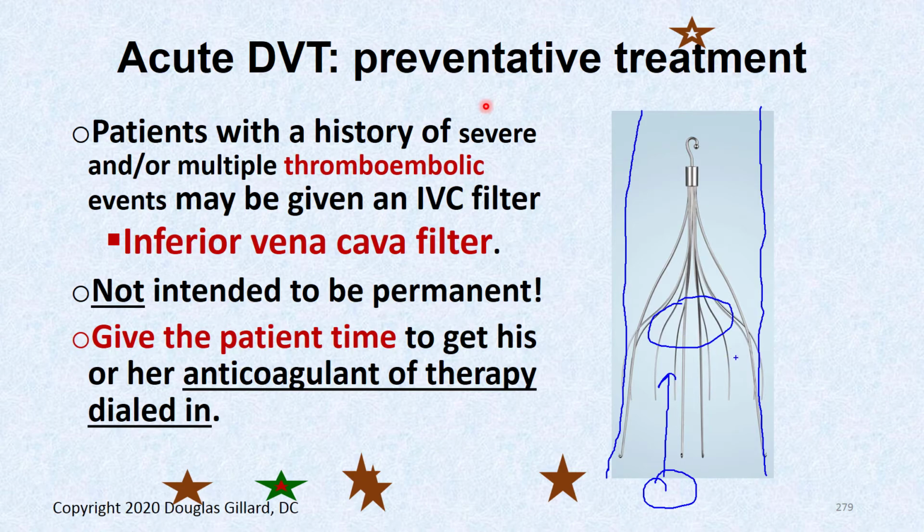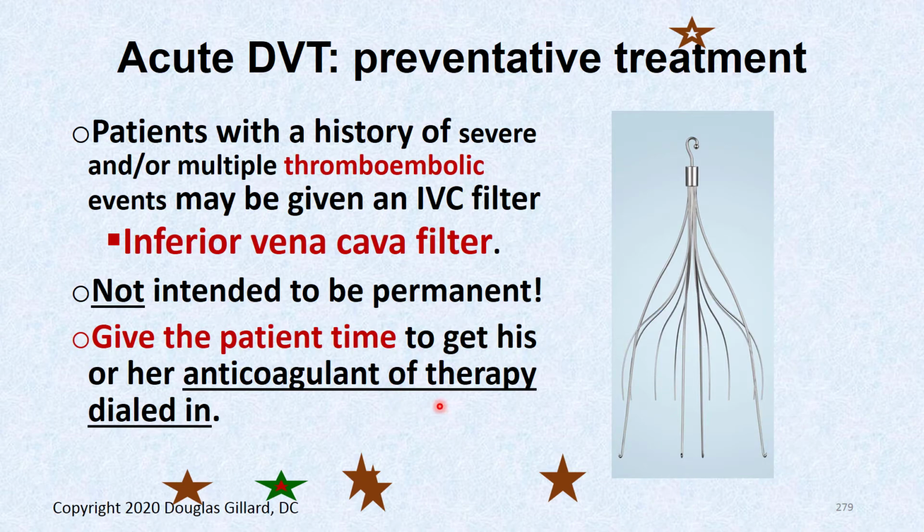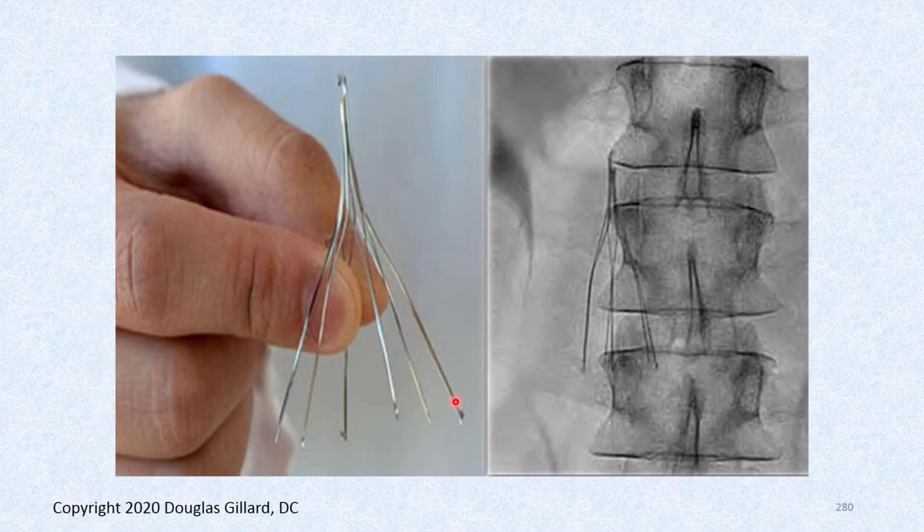What's the problem with these things? One big problem is that the body senses there's a restriction of blood flow and it grows new blood vessels around it. Kind of jumping ahead of my slides. And so medium-sized clots can get around it by these new blood vessel growths. So it's made to give the patient time to get their anticoagulation therapy dialed in, their Coumadin, their INR levels dialed in.